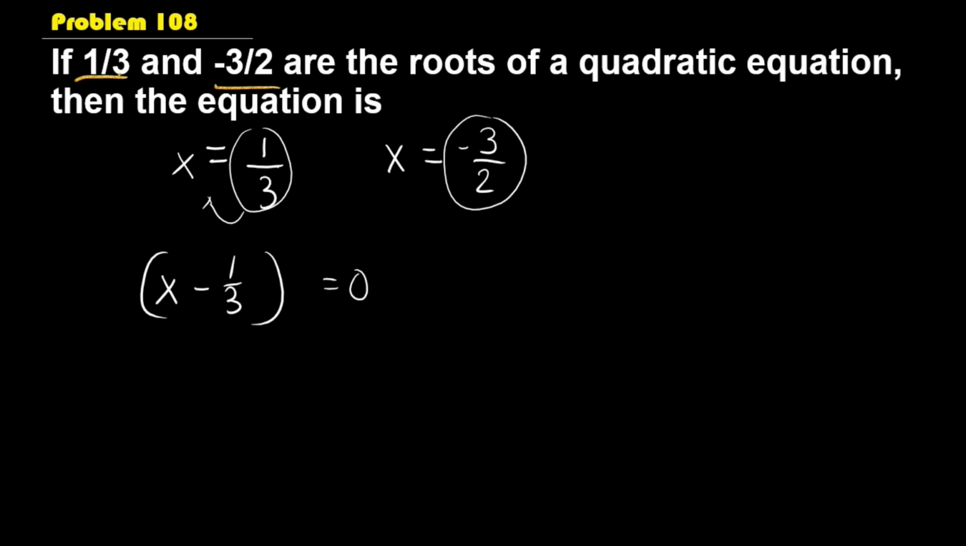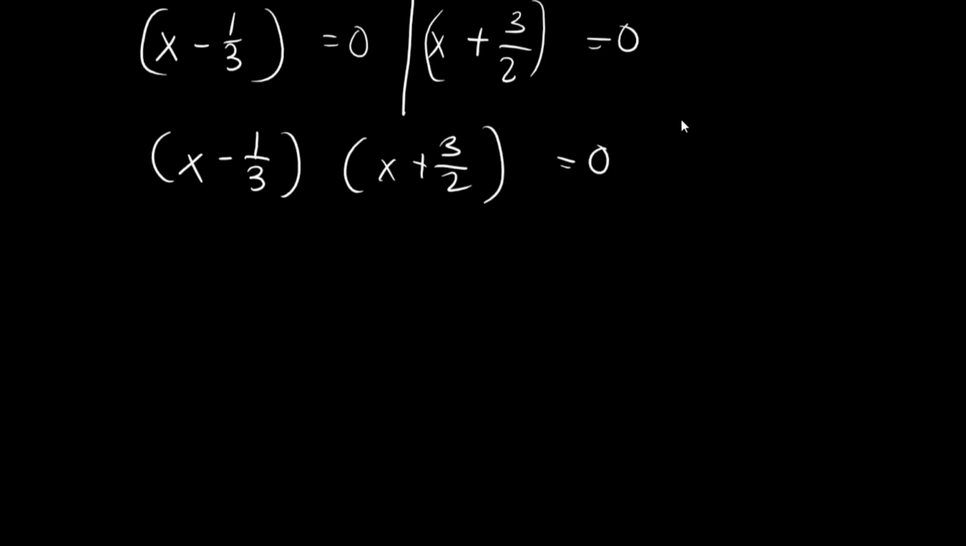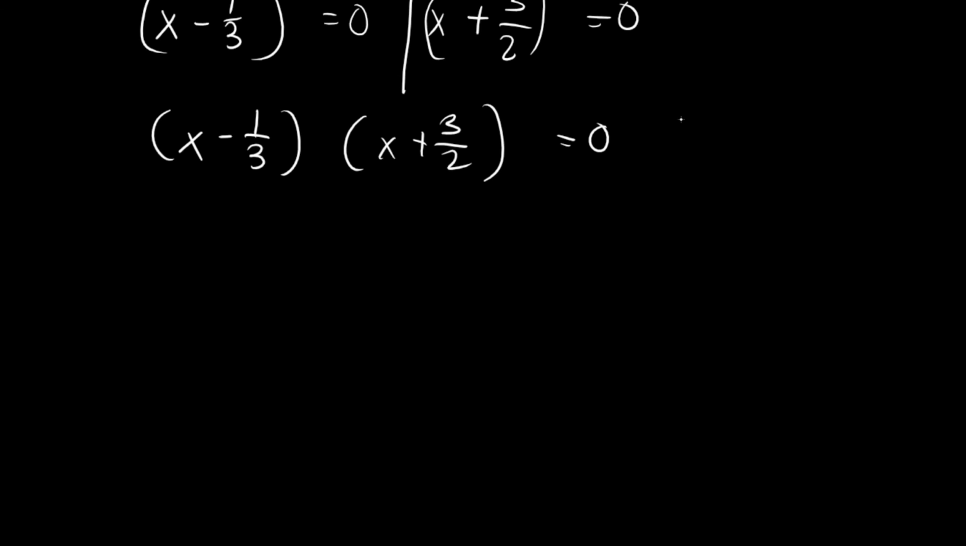Tapos, ito naman, negative 3 over 2, lipat din natin sa kabila. So, this will be equal to x plus 3 over 2 equals 0. So, ito na po yung gagamitin natin sa ating equation. So, x minus 1/3 times x plus 3 over 2 is equal to 0. So, let's just apply the most common, which is yung FOIL method.